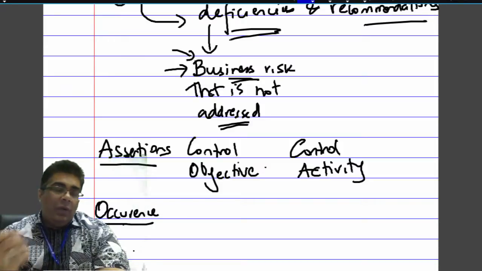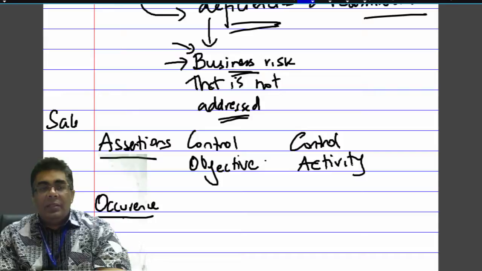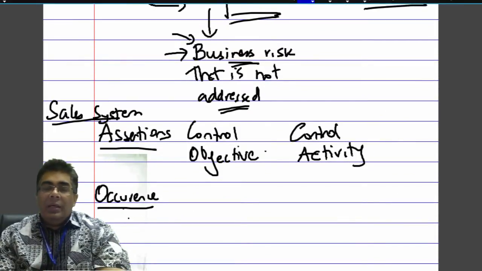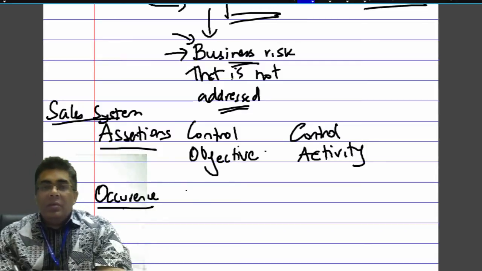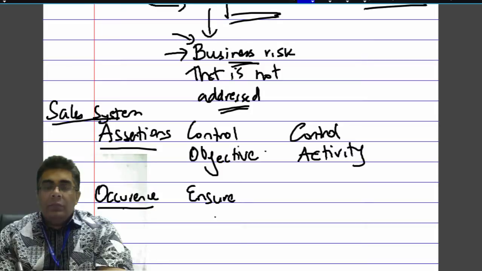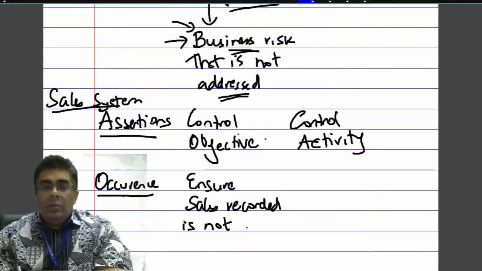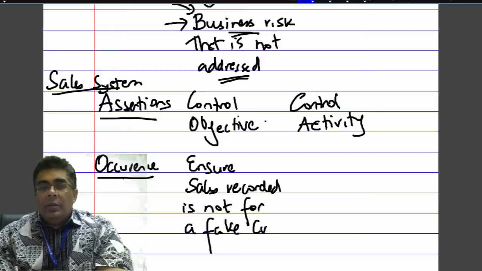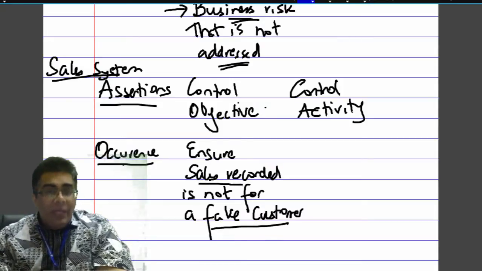We have learned all the assertions before, and one of the assertions is occurrence. Now let's say we are talking about the sales system. In the sales system we want to make sure that the sales recorded is not for a fake customer. So the control objective is to ensure sales recorded is not for a fake customer. It means the sales is not a fake sales, that means the sales recorded is a valid sales.